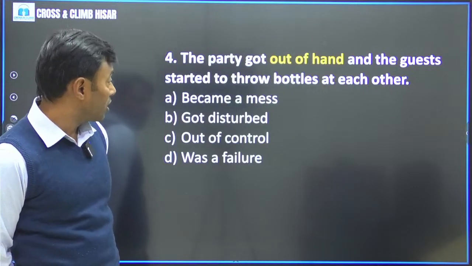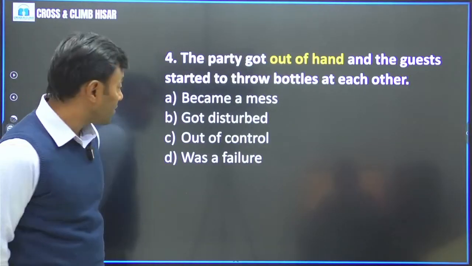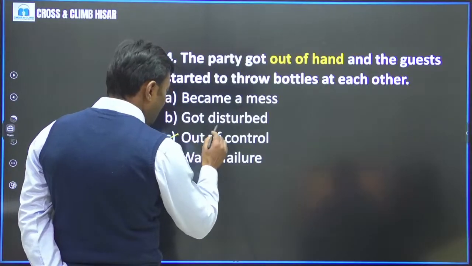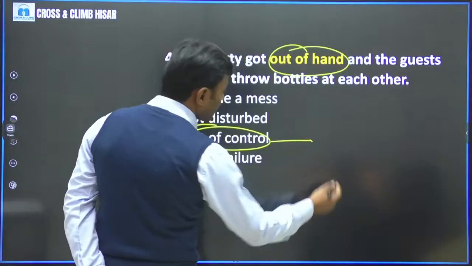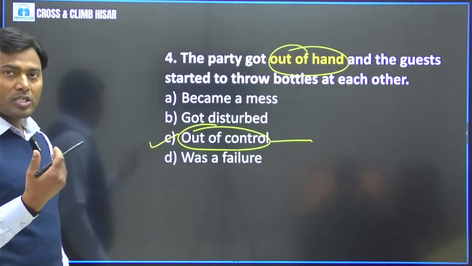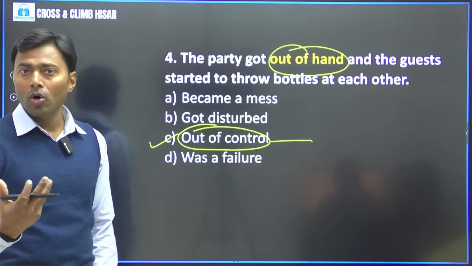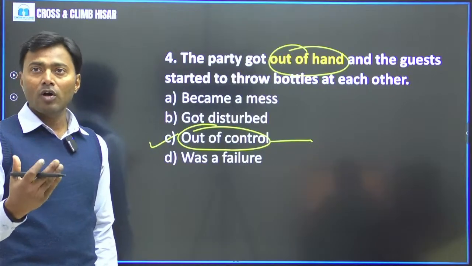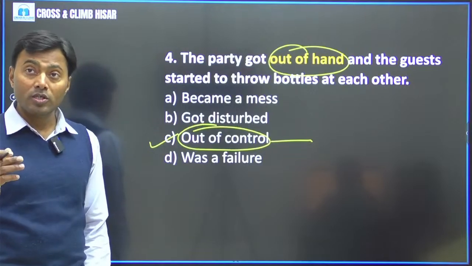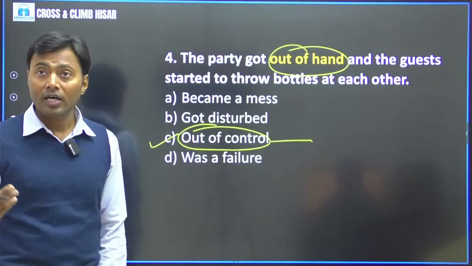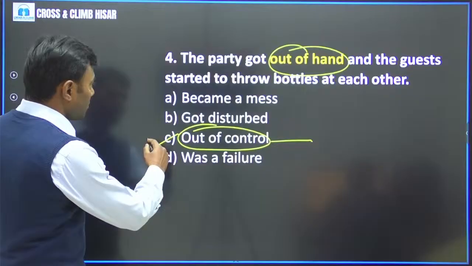He became a mess, or he got disturbed, or got out of control, or he was a failure. So something has gone out of control, right? If something has got out of hand, it means something has got out of control, right? हाथ से कोई चीज निकल जाना मतलब अब सिचुएशन को हैंडल नहीं कर सकते हम. If the situation cannot be controlled or handled, it means it has gone out of hand. Clear? कहते नहीं take care of the situation before it goes out of hand. अगर हाथ से चली गई सिचुएशन तो इसका मतलब now it cannot be controlled. So out of control.